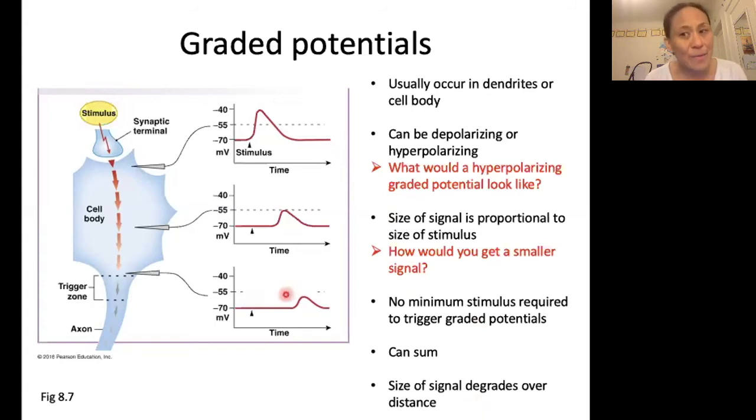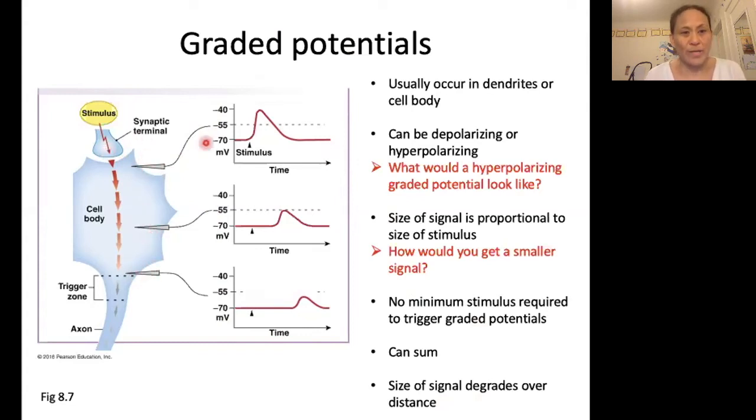Now I'm going to draw your attention to all of these panels right here. What we're looking at here is the same graded potential as it's being recorded from 3 different locations on this neuron.